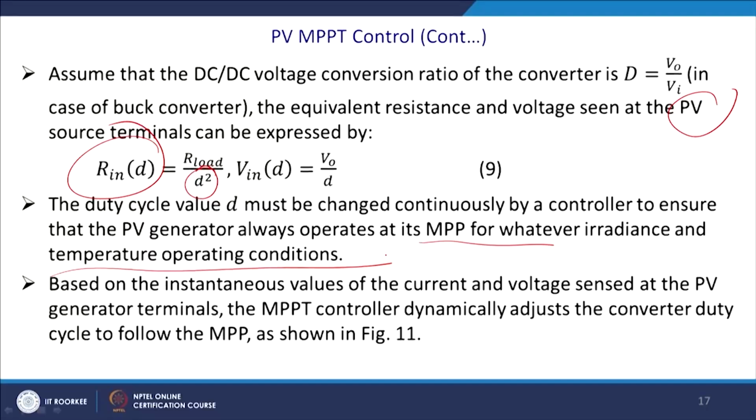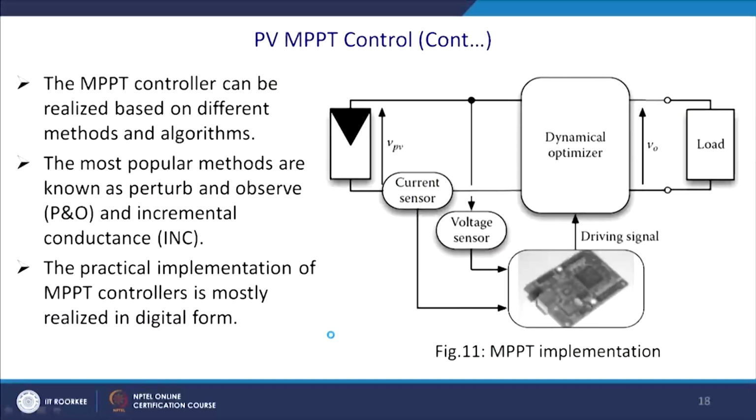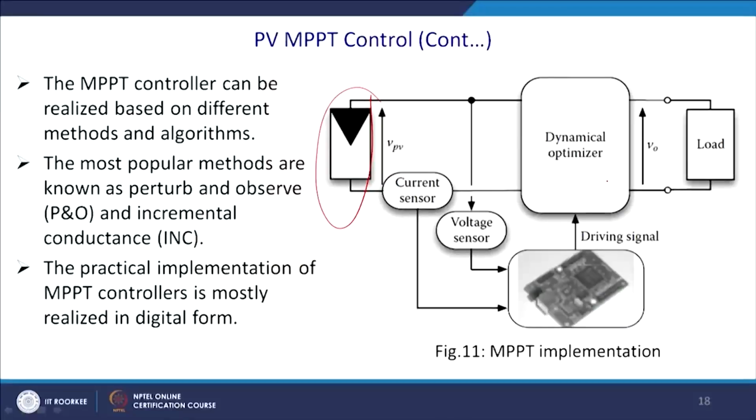Based on the instantaneous values of the current and the voltage sensed at the PV generator terminals, the MPPT controllers dynamically adjust the converter's duty cycle to follow the MPPT, as shown in figure 11. In this figure, you have a solar panel, a current sensor, and voltage sensors, and it will use different kinds of algorithms, namely perturb and observe and the incremental conductance method, in a digital implementation, and it will drive this DC to DC converter, and ultimately it will track the maximum power.